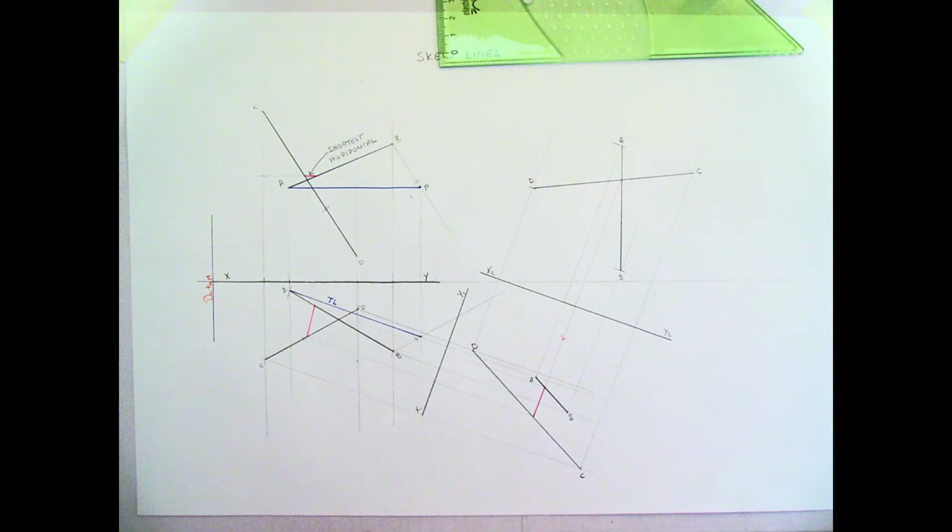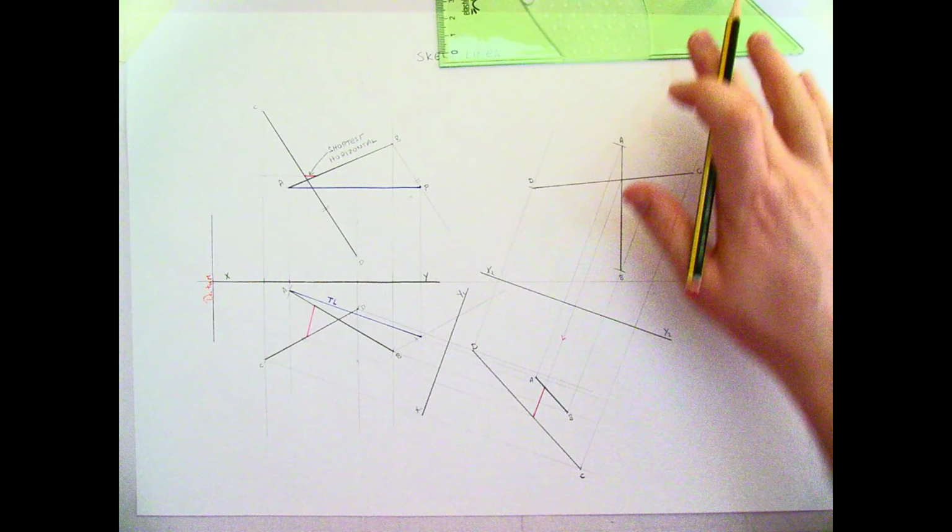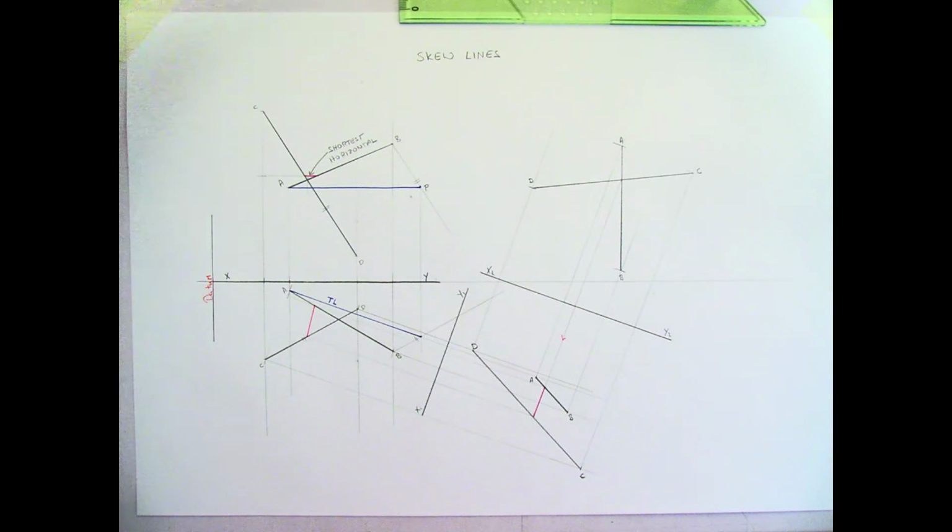So there we have it. That is the skew lines, finding the shortest horizontal distance between two skew lines.